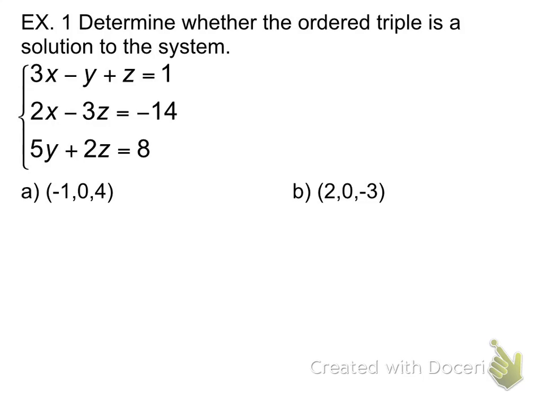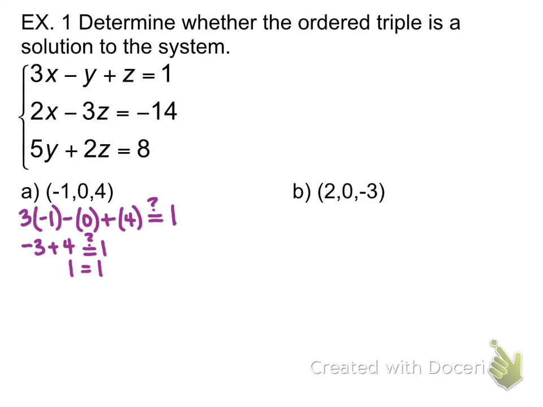So let's start with point A, (-1, 0, 4). When I plug that into the first equation, 3 times -1 minus 0 plus 4, I'm trying to see, does that equal 1? So this is -3 plus 4, which is equal to 1. So it works in the first equation.